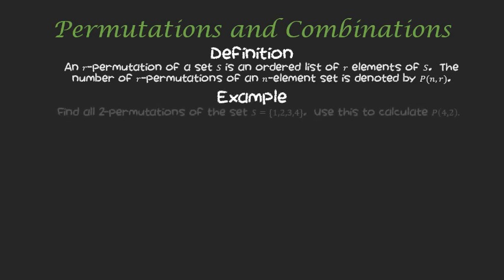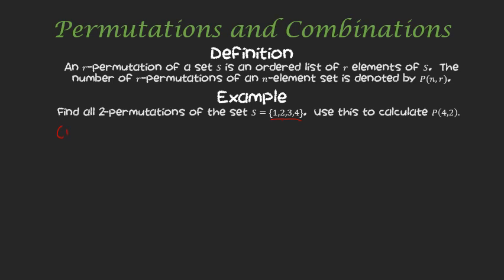For example, last time we looked at the set 1, 2, 3 and we gave all the permutations of that. That would be the same thing as 3-permutations of the set S, because there were 3 elements in S and we wanted ordered lists of 3 elements. In this example, we added an element onto this: S equals 1, 2, 3, 4, and we want to know all the 2-permutations of this. That's ordered lists of 2 elements of S. So what are all the 2-permutations of this?